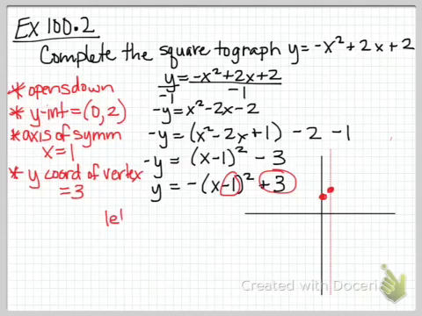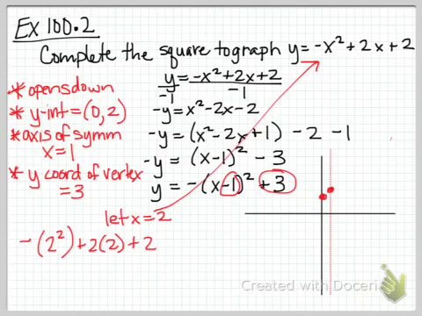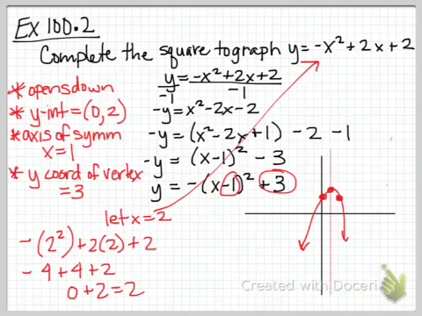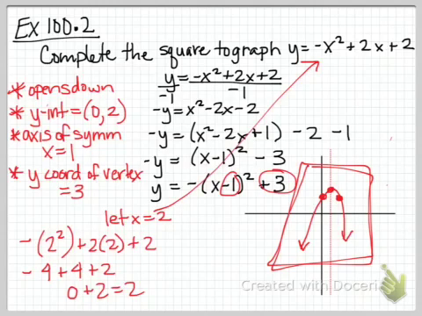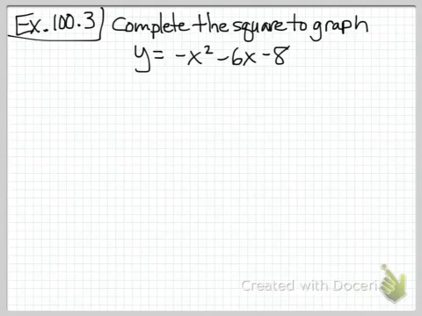And then we'll plug in a value. If we let x equal 2, then we get -2 squared plus 2 squared plus 2. So we get -4 plus 4 plus 2, which is 0 plus 2, which is 2. So we plot that point. Now we have some points to make a parabola, so we can graph the parabola, and it looks like this. Okay, one more example. Complete the square to graph the following.